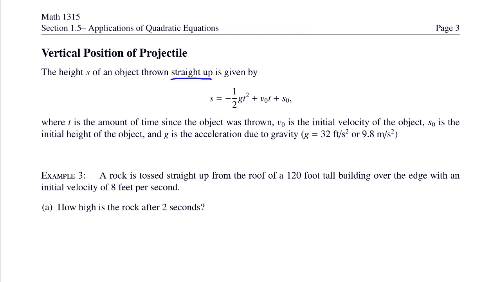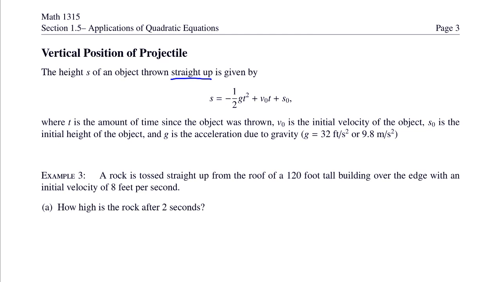The height s of an object thrown straight up is given by s is equal to negative 1/2 g t squared plus v naught t plus s naught, where t is the amount of time since the object was thrown, v naught is the initial velocity of the object, s naught is the initial height of the object, and g is the acceleration due to gravity.